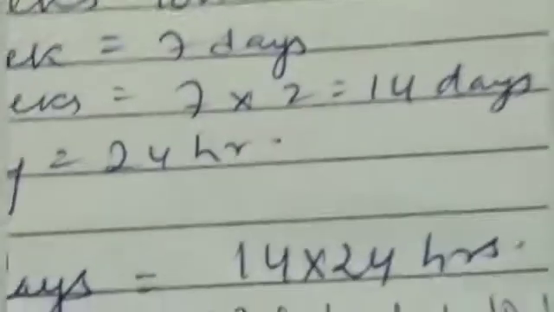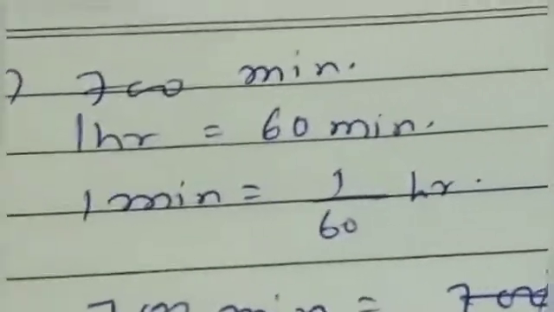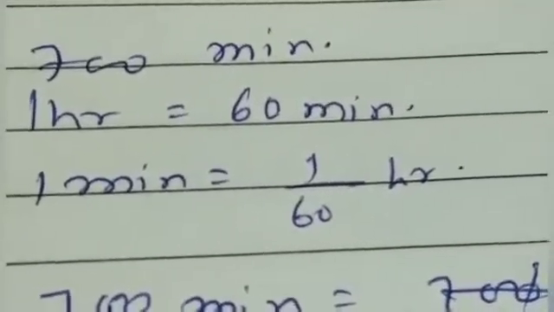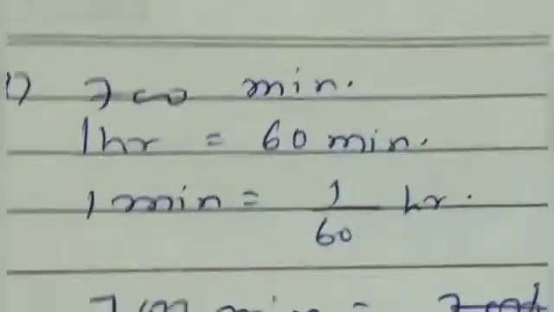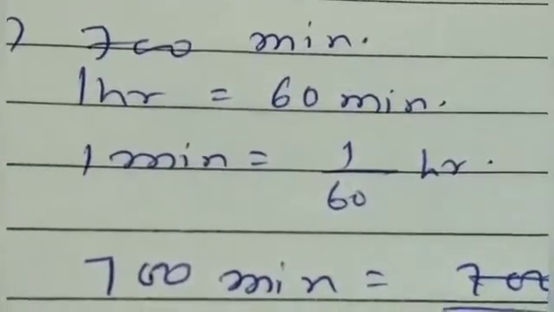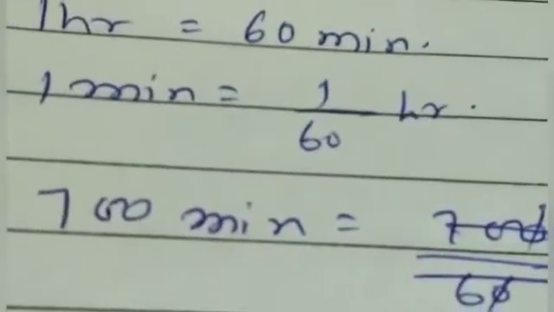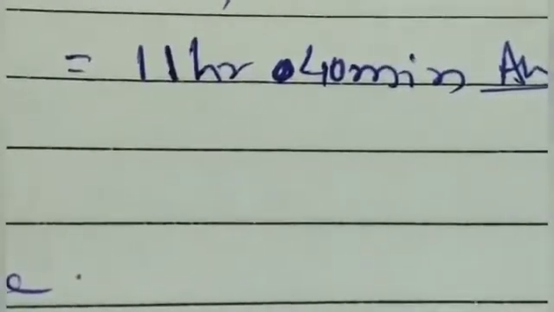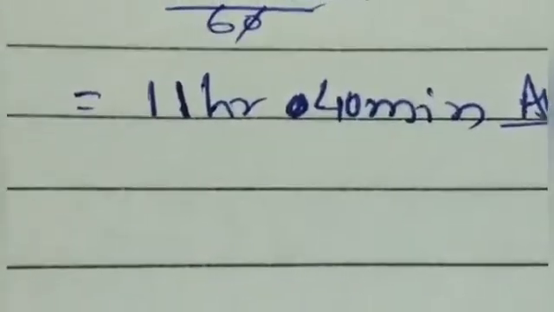Now let's see question number 3. Convert the following. So minutes to hours is there. So again we need to divide here. 1 hour is equal to 60 minutes. So 1 minute means 1 by 60 hour. So 700 minutes will be 700 divided by 60. So you'll get 11 hours and 40 minutes as answer. So similarly you will do all the questions.